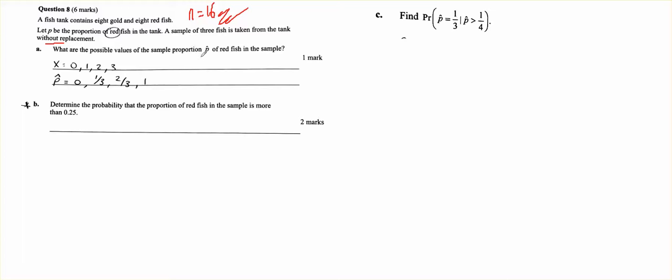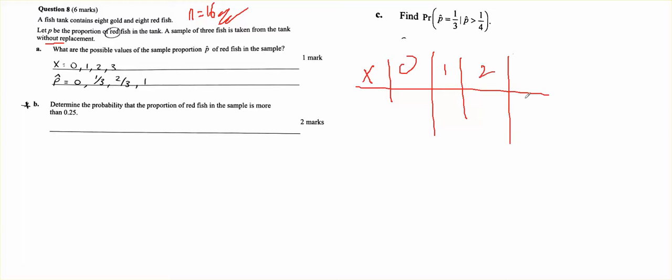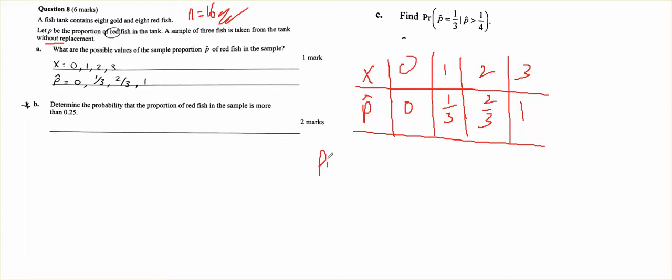What are the possible values of the proportion p hat? Okay, so if x is the number of red fish, then I can get no red fish, 1 red fish, 2 red fish, or 3 red fish. And if p hat is the proportion of red fish, then that is 0, that is 1/3, that is 2/3, and that is 1, and that's correct. To find out the probability that p hat equals p hat, I need a tree diagram based on my 8 fish.